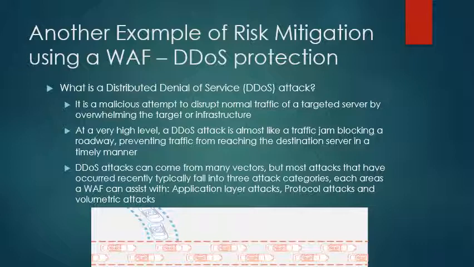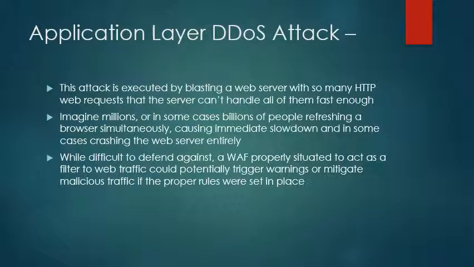DDoS attacks can come from a number of vectors, but most recent attacks typically fall into three distinct categories, each areas where a WAF can assist: application layer attacks, protocol attacks, and volumetric attacks. The first category of DDoS attacks, application layer attacks, work by overwhelming an HTTP server with requests.